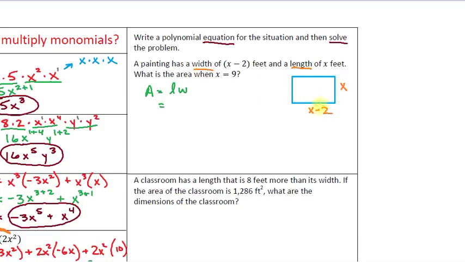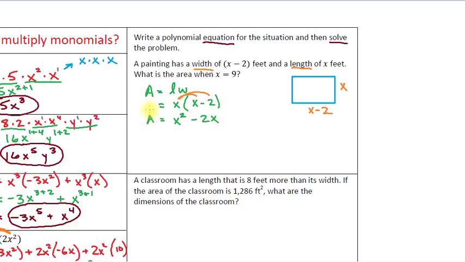Well, which of these is length? Again, doesn't matter. I'll pick the one that they labeled as length, as x. So length is x, and width is x minus 2. Well, this looks familiar. Here is a monomial times a binomial. Let's distribute. X is going to multiply times x. X is going to multiply times negative 2. So x times x is x squared. Remember, x to the first power plus 1. So x to the 1 plus 1, which is x squared. X times negative 2 is negative 2x.